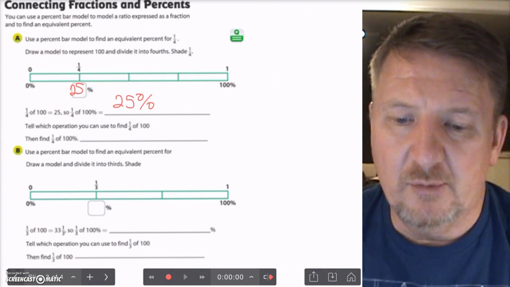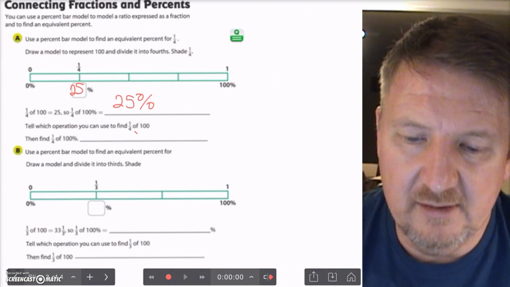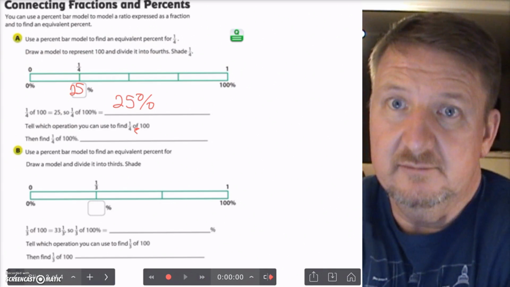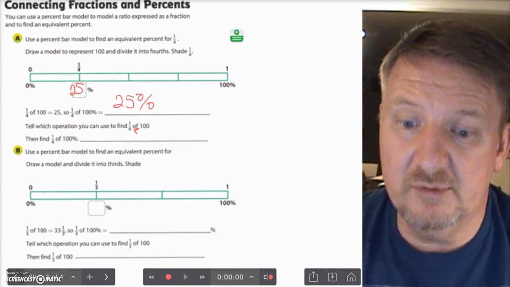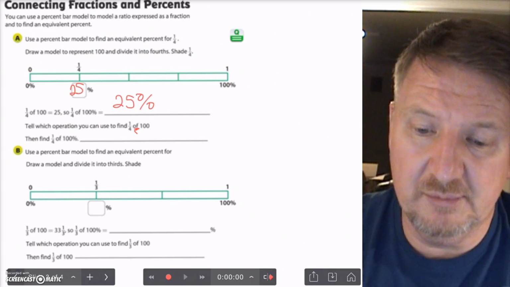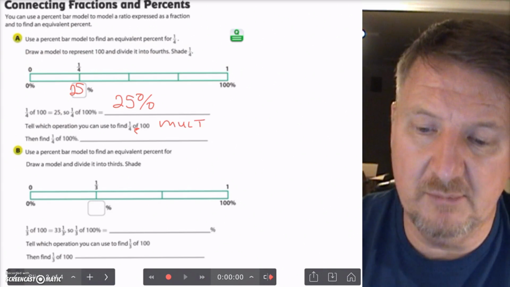It says tell which operation you can use to find 1/4 of 100. Well, the dead giveaway right there is that word "of." When you see that word "of," and you have two numbers, especially when you're talking about 1/4 of something, it means to multiply. Okay, it means to multiply. I'm just going to write "mult."